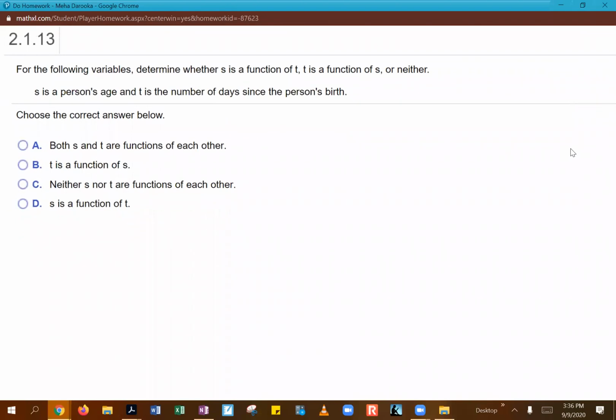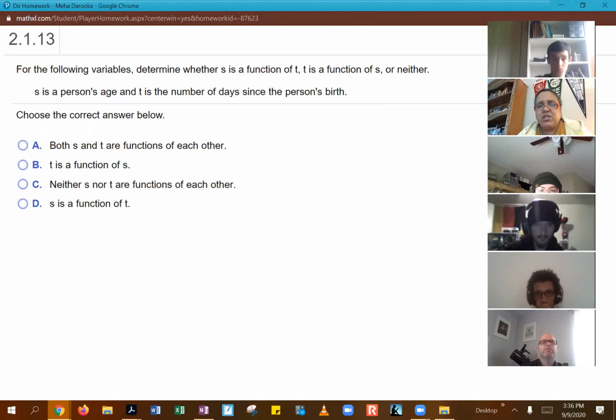So this one is talking about S is a person's age and T is the number of days since their birth.